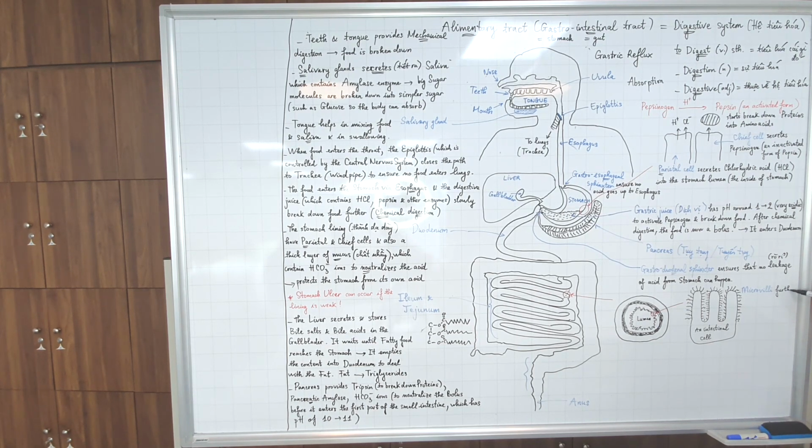Microvilli further increases diện tích tiếp xúc. Further increases surface area to absorb nutrients. Những cái lông ruột á, nó là lông ruột á, microvilli. Lông ruột. Further increases surface area to absorb nutrients.